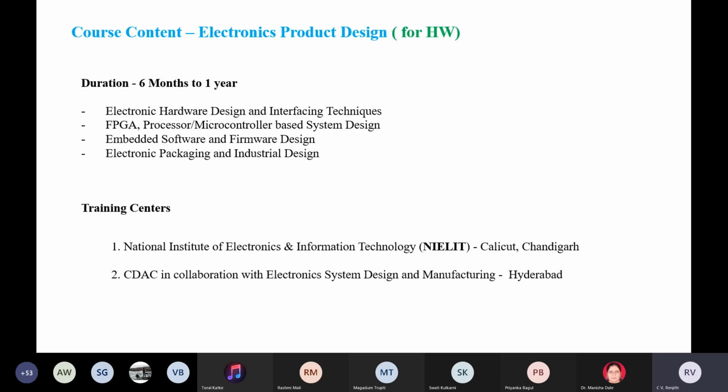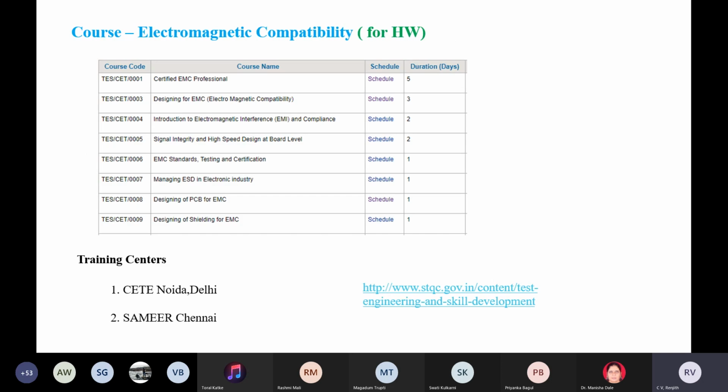Electronics product design is for hardware engineers, where they will teach you hardware design techniques, etc. CDAC in Hyderabad or NIELIT in Calicut or Chandigarh offer this program. This is purely for hardware engineers. Electromagnetic compatibility is also for hardware engineers. They will teach you hardware design techniques with respect to electromagnetic compatibility. It's offered in CET or SAMEER in Chennai. It's just a 3 to 5 days program. You could think about doing it.